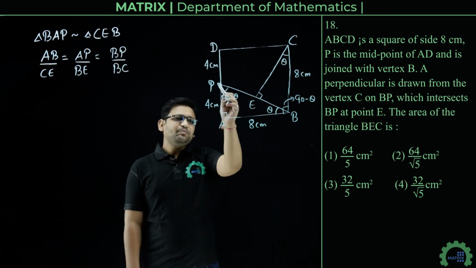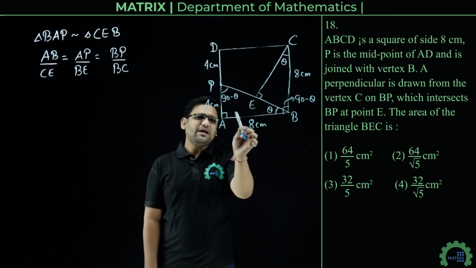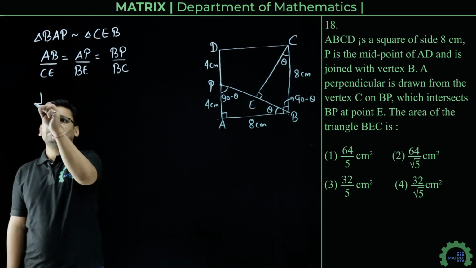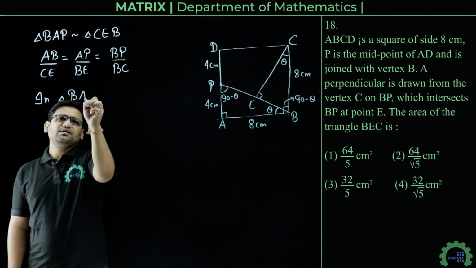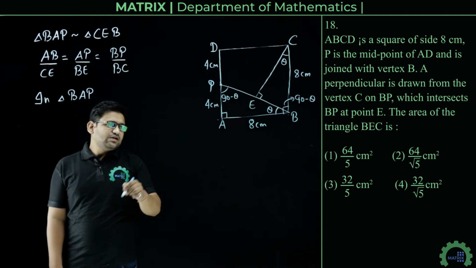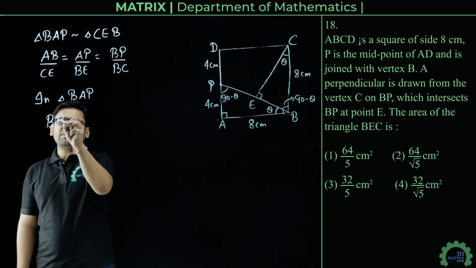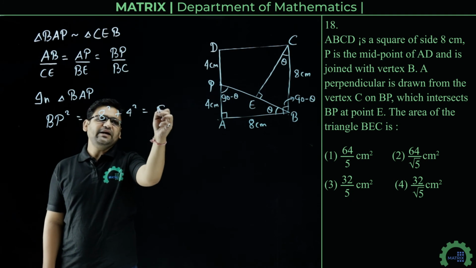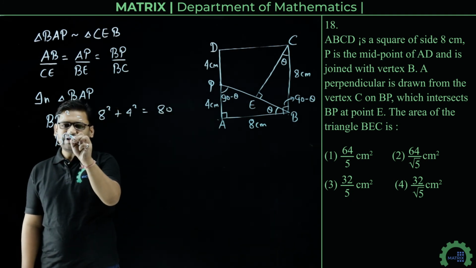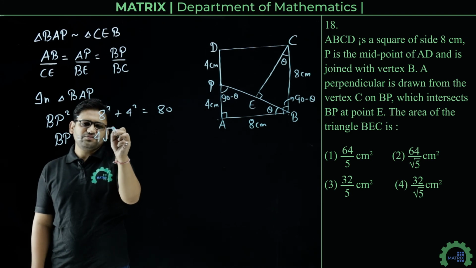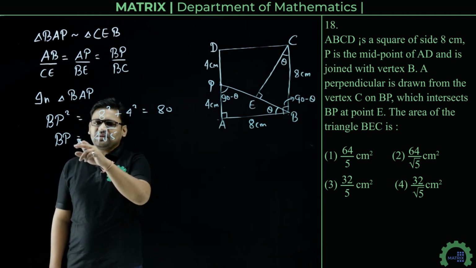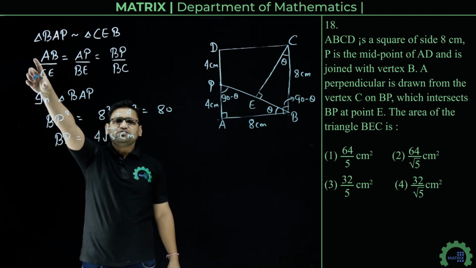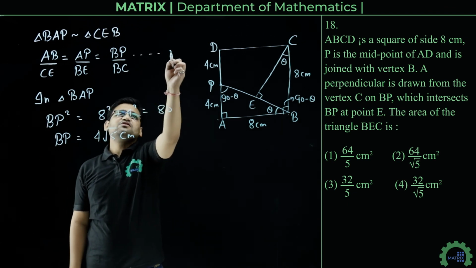Now in triangle PAB, we can apply Pythagoras theorem and find the length BP. So in triangle BAP, length BP square will be 8 square plus 4 square, that is 80. On taking the square root, length BP will be 4 root 5 centimeter. Now substituting the values in this equation, this is equation number first.